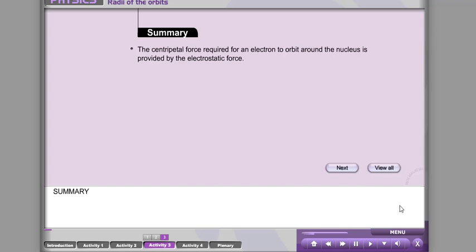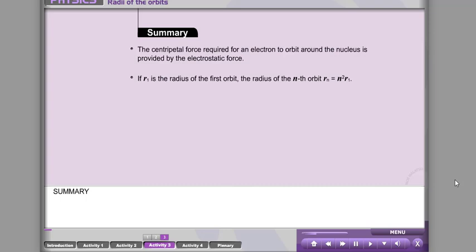Summary. The centripetal force required for an electron to orbit around the nucleus is provided by the electrostatic force. If R1 is the radius of the first orbit, the radius of the nth orbit Rn equals n squared R1.